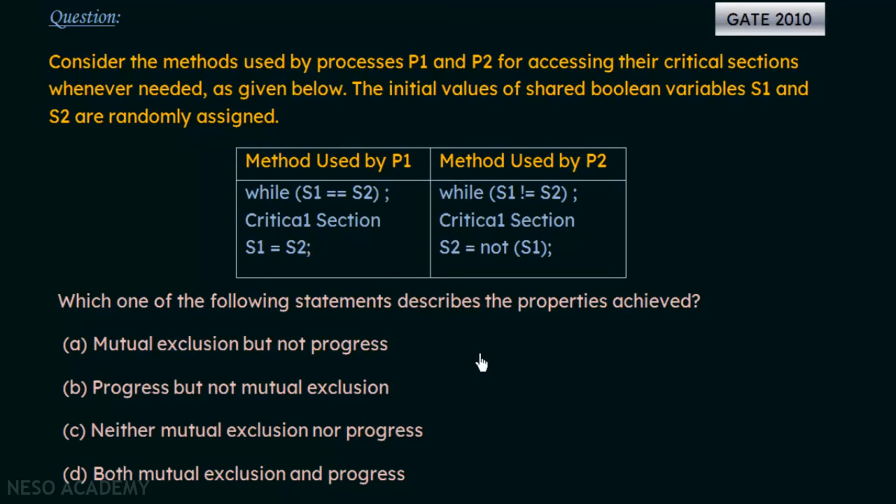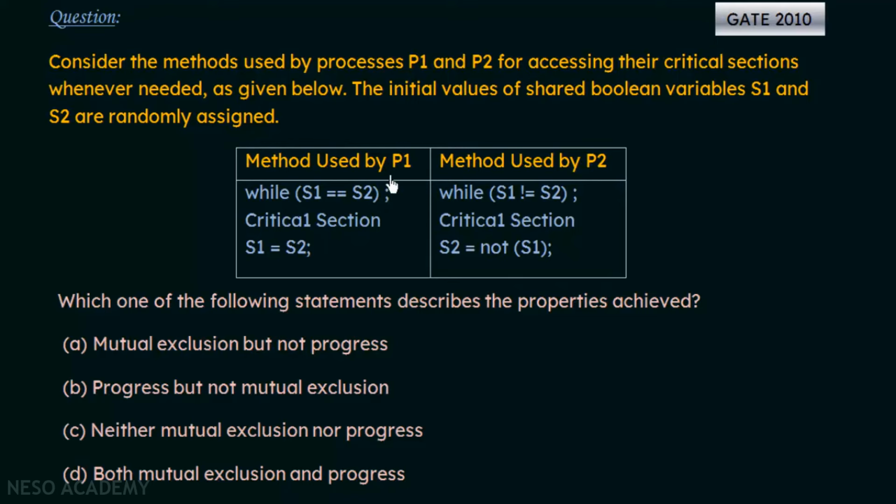As I already described to you, progress means when a process wants to enter the critical section, the other process, if it is not in its critical section or if it is in its remainder section, should not be involved in allowing or disallowing the first process from entering the critical section. So let's see if that is happening here. So let's take an example.